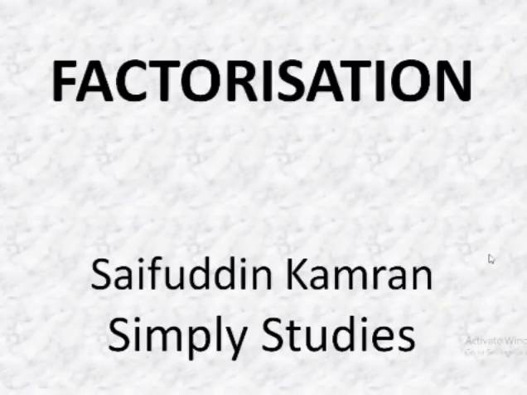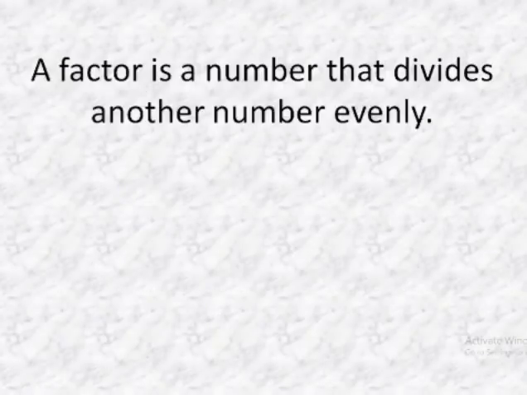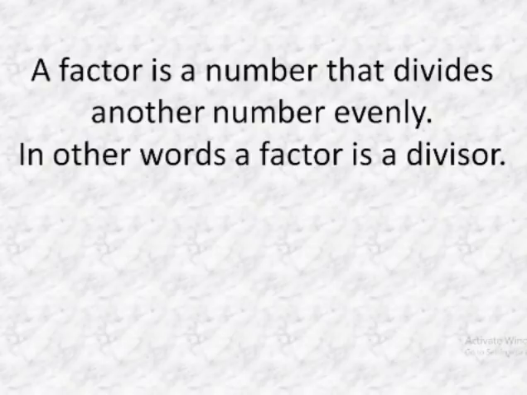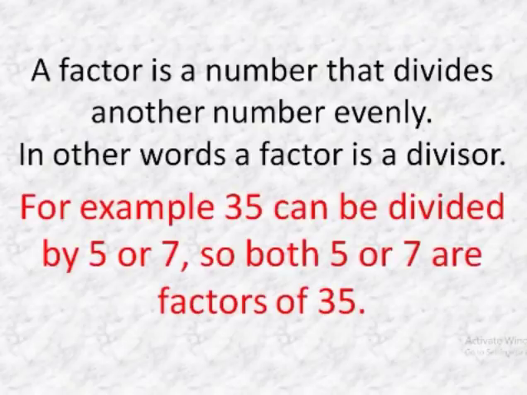Let's do factorization. What is a factor? A factor is a number that divides another number evenly. In other words, a factor is a divisor. For example, if we take 35, it can be divided by 5, it can also be divided by 7. So both 5 and 7 are factors of 35.